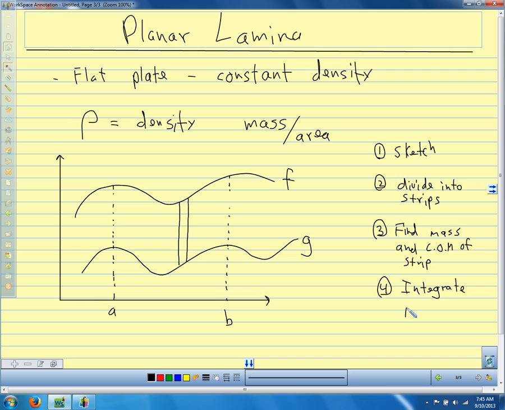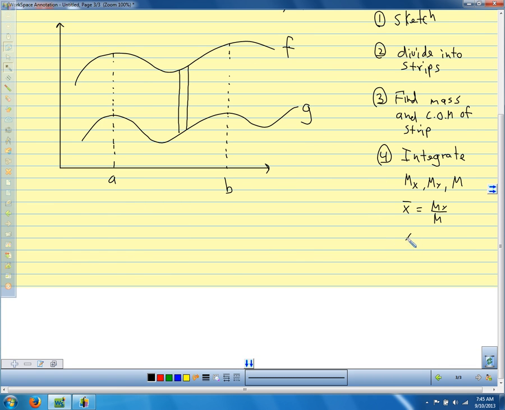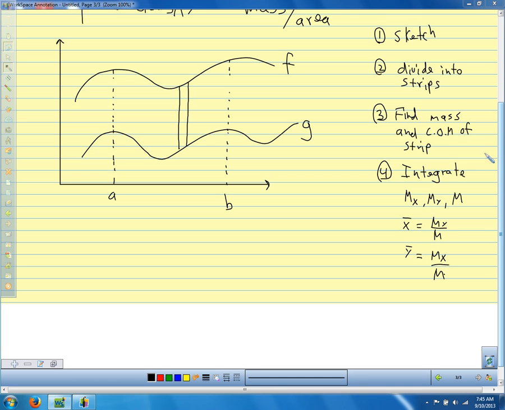We're going to find the moment about the x-axis, moment about the y-axis. We're going to find the total mass, and then we know that finally the x coordinate of the center of mass is M sub y over the total mass, and the y is M sub x over the total mass. Just like for a discrete system, but rather than just adding pieces, we're going to integrate.